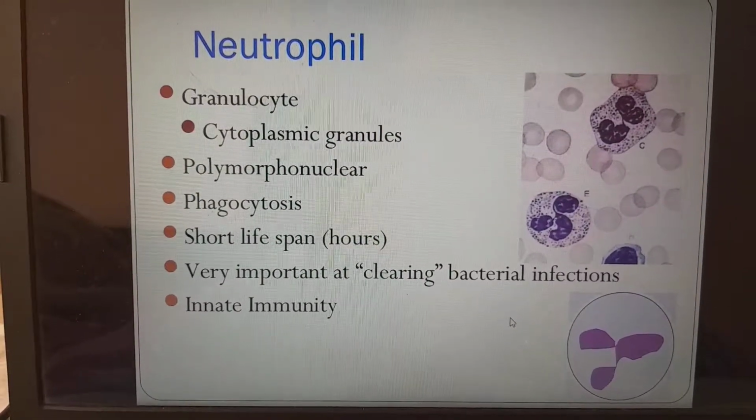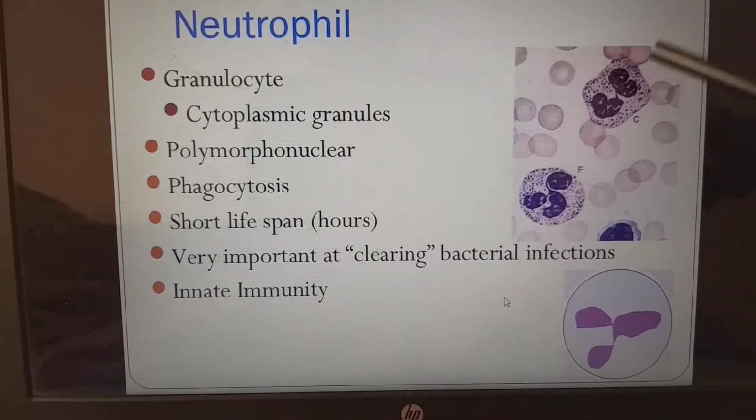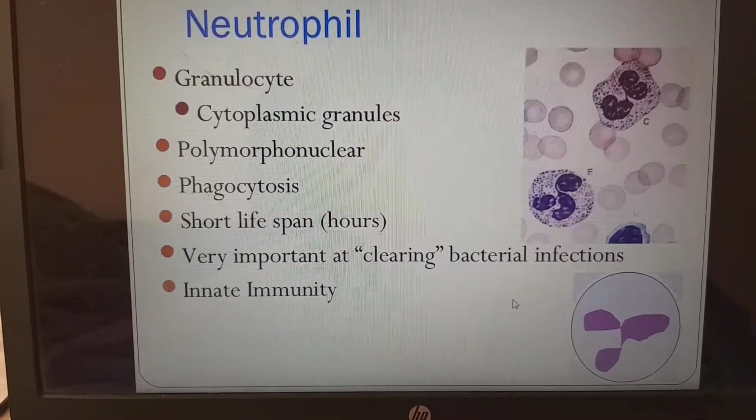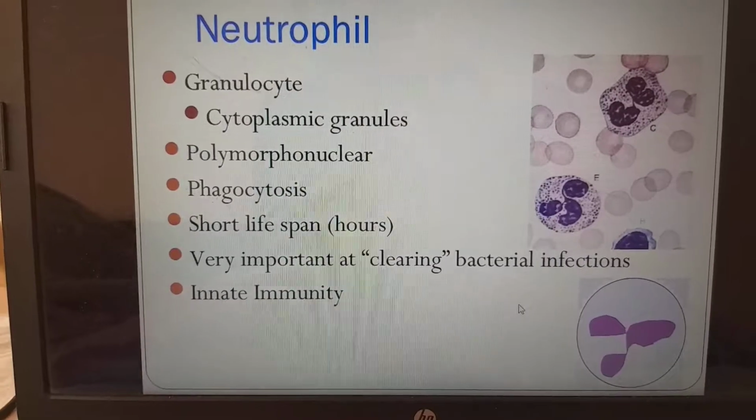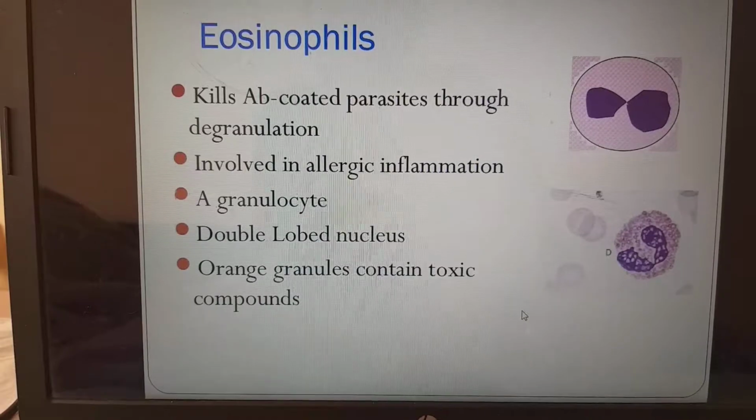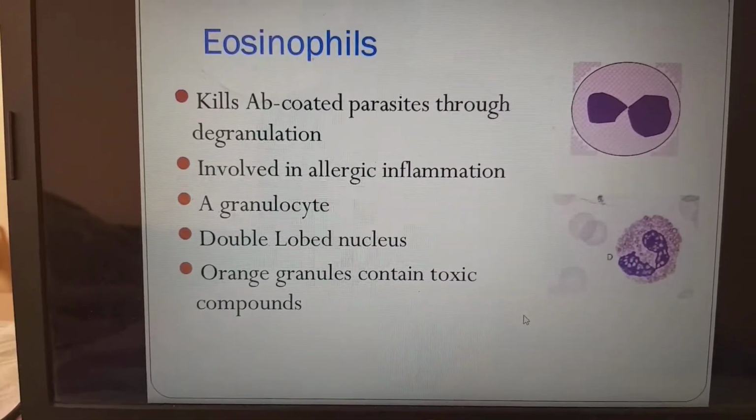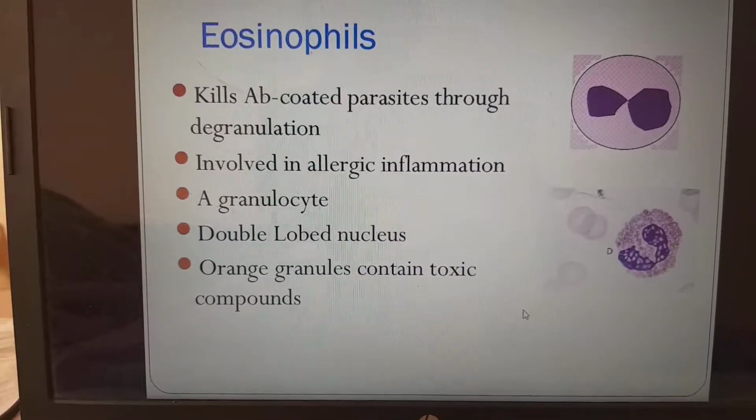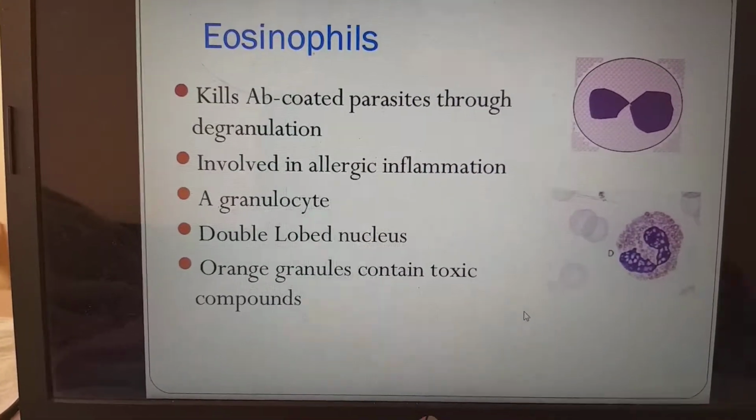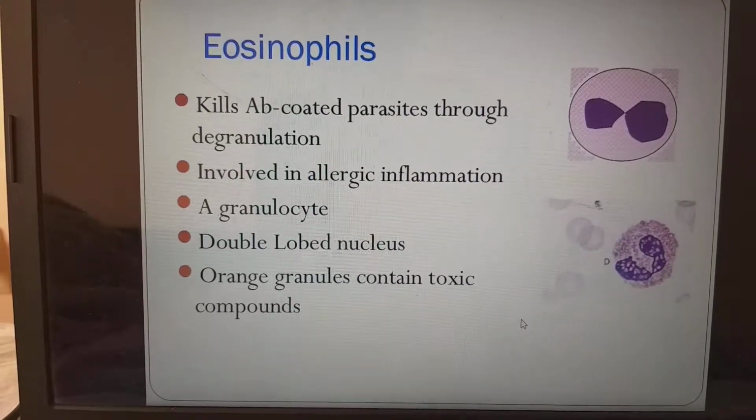Neutrophils. These are granulocytes with cytoplasmic granules. Polymorphonuclear means the nucleus contains many lobes. We can see in this picture also that the nucleus contains many lobes. Short lifespan, very important at clearing bacterial infections and in innate immunity. Eosinophils kill antibody-coated parasites through degranulation. They are involved in allergic inflammation. It is a granulocyte with a double-lobed nucleus, having 2 lobes in the nucleus. Orange granules contain toxic compounds.